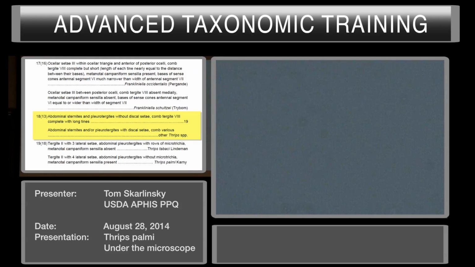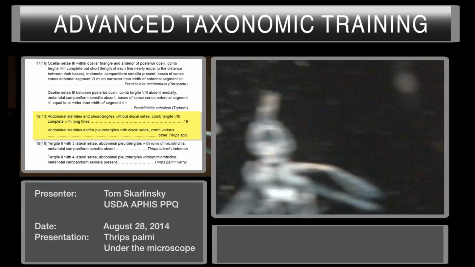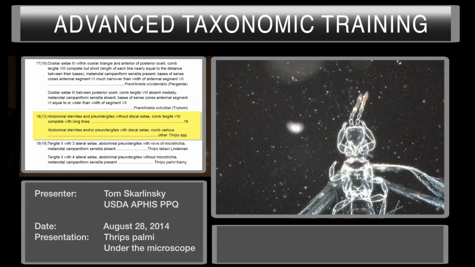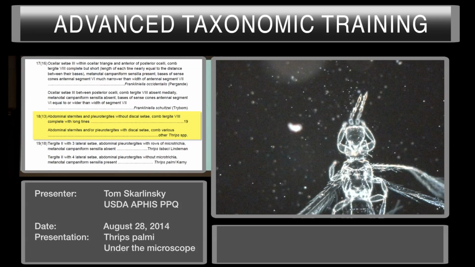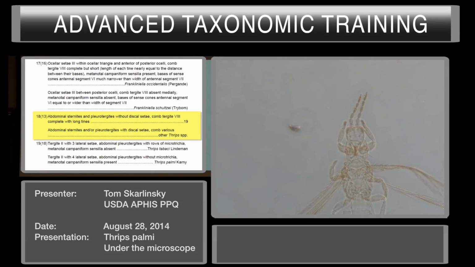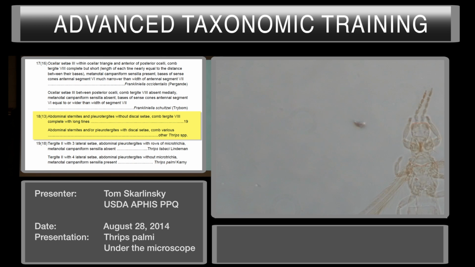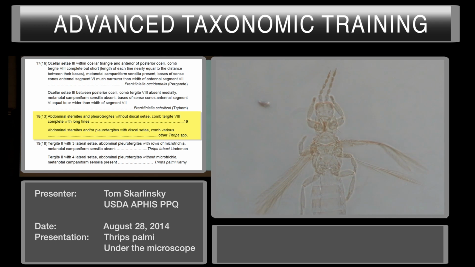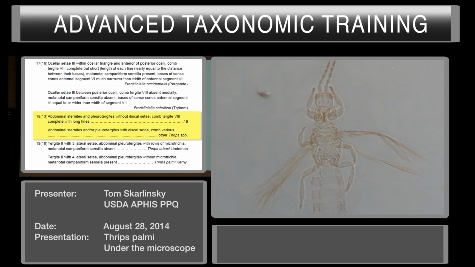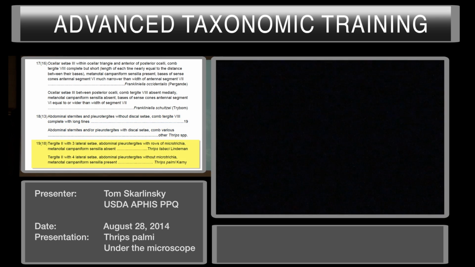So in our unknown, we've pretty much established that there are no discal CD in the abdominal sternites. Let's get a picture. Here's our unknown. So we pretty much know there are no discal CD on the sternites or the pleural tergites. Okay, so now we're going to move on to couplet 19, and we're going to look at tergite 2.